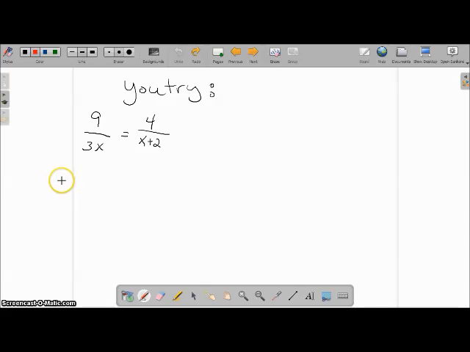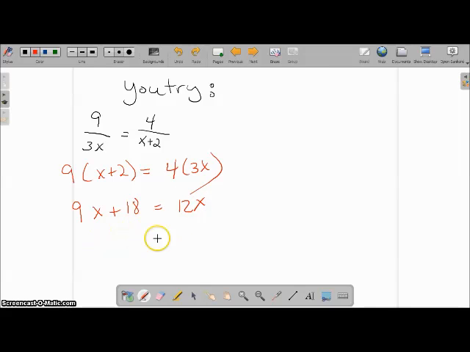All right, hopefully you've tried it and entered in an answer. So this one we're going to do with cross multiplying. So 9 times x plus 2 equals 4 times 3x. Distribute. And then we're going to subtract 9x from both sides. So we're going to get 18 equals 3x. So x is going to equal 6. And if you plug it back into the equation, you'll find that that's correct. Okay, hopefully you got that right.